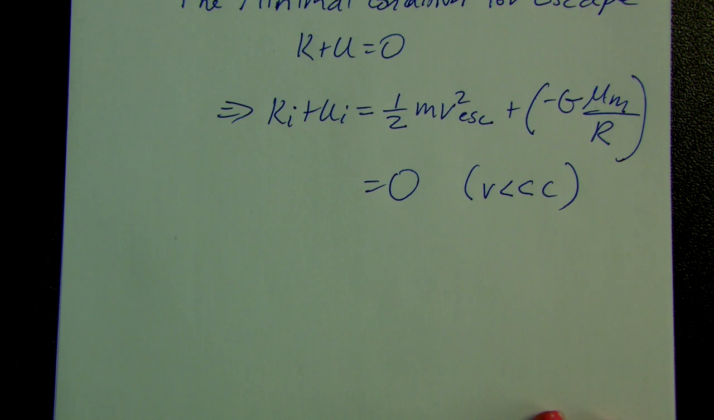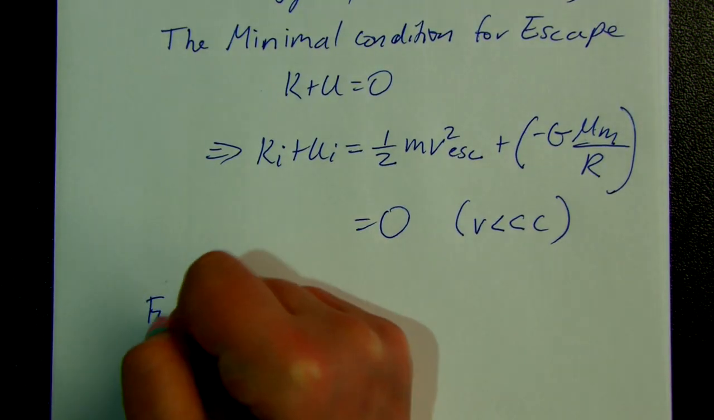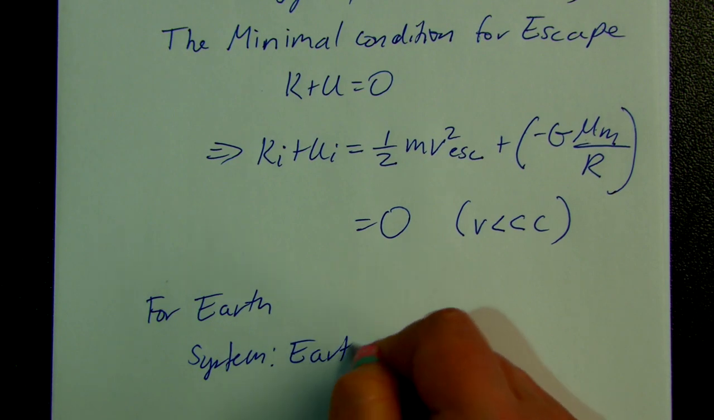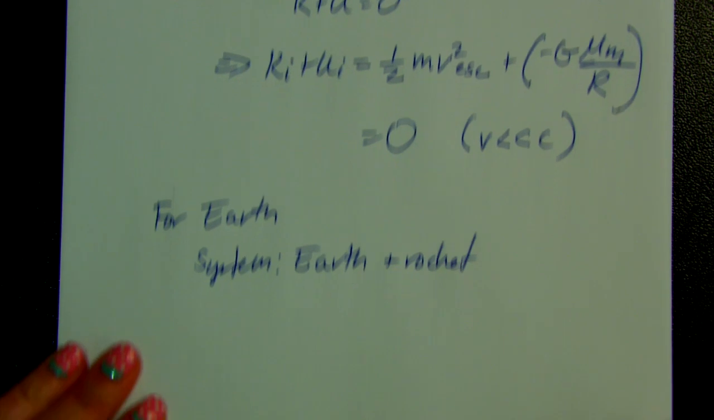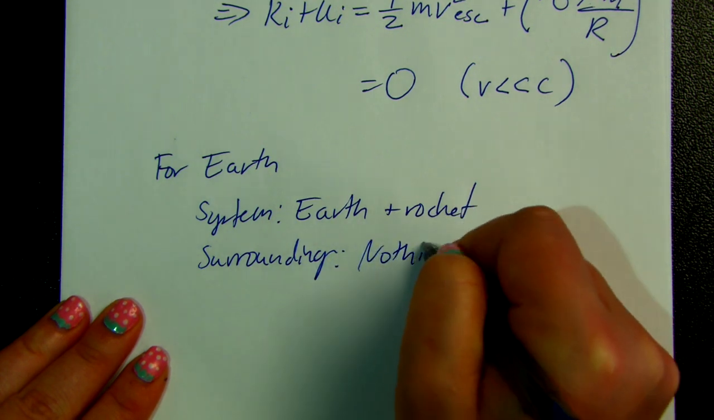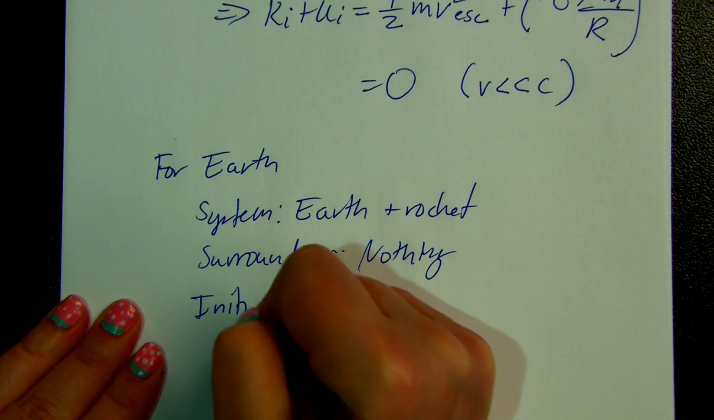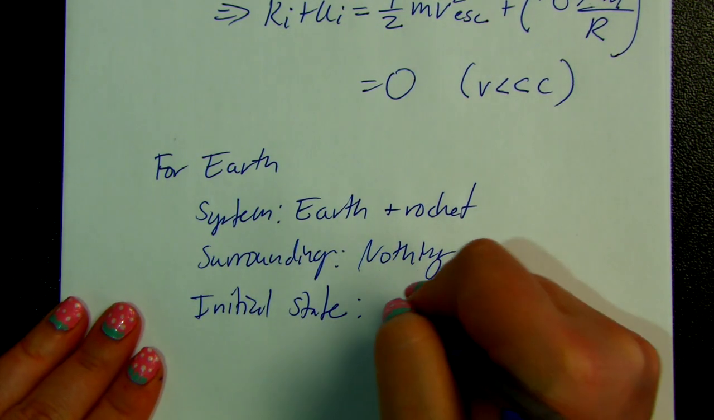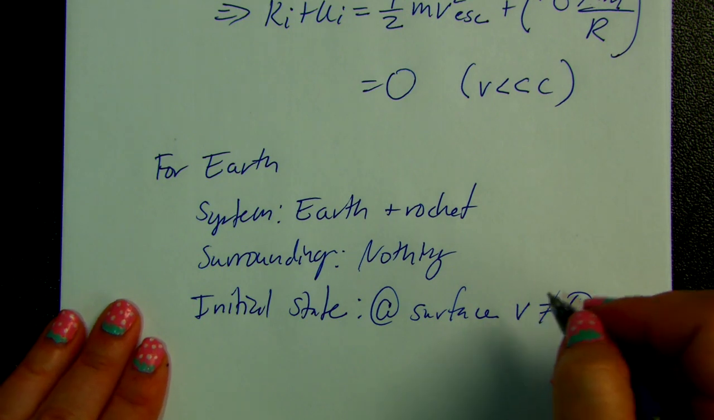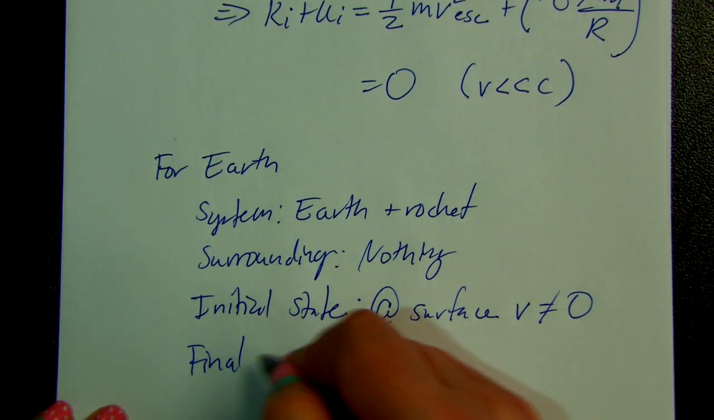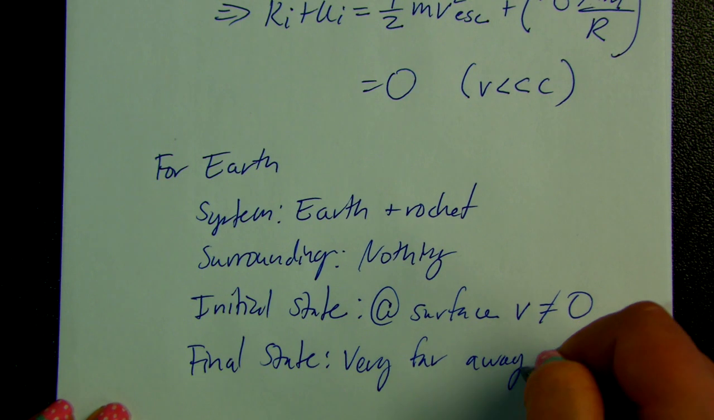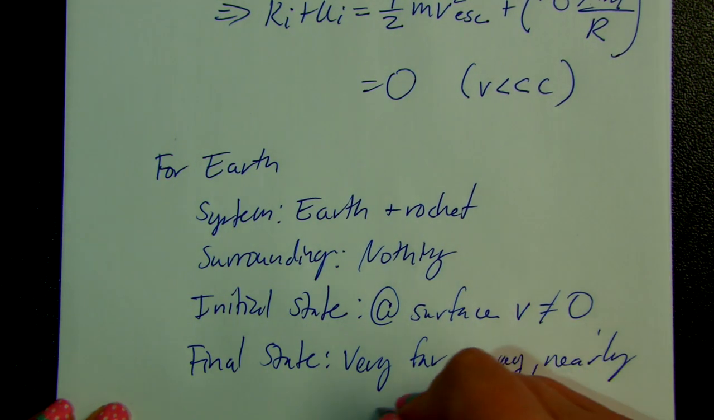We're going to do this for Earth because that's the most relevant to us. The system is going to be Earth plus a rocket, because that's the object most likely being used to escape. The surroundings would be nothing. The initial state, let's make it easy: at the surface with some non-zero velocity. And the final state, very far away, nearly at rest.